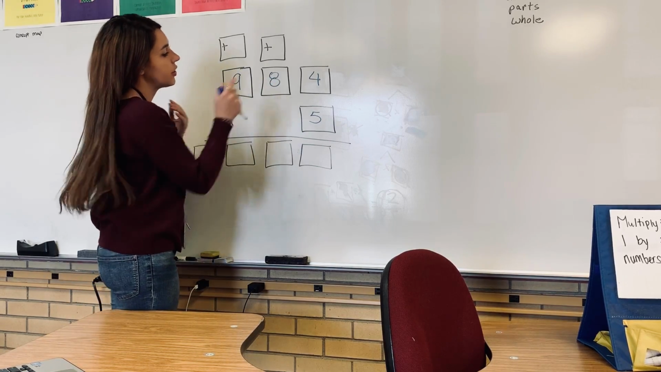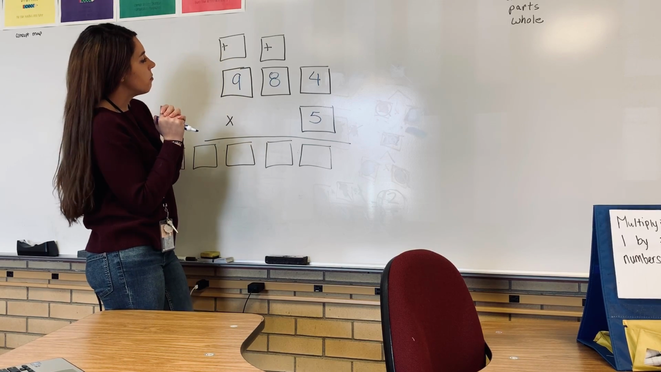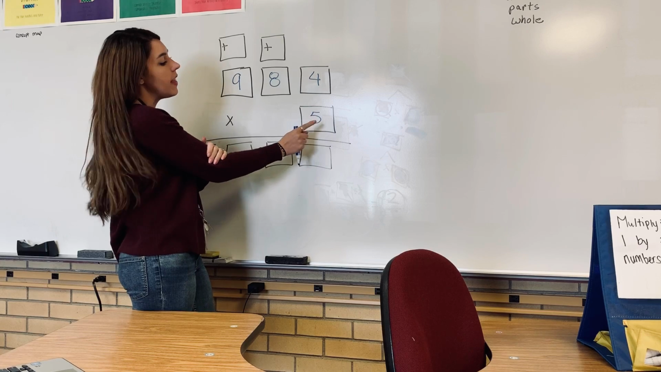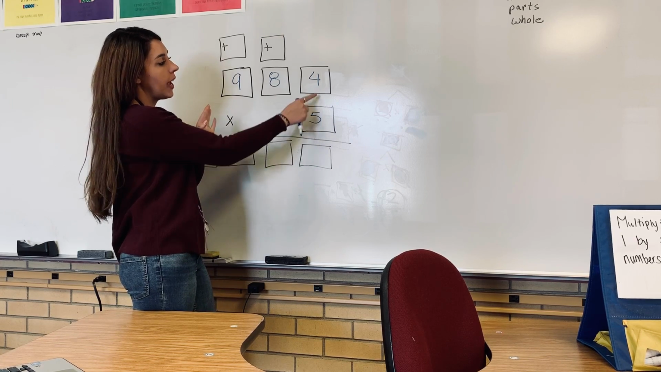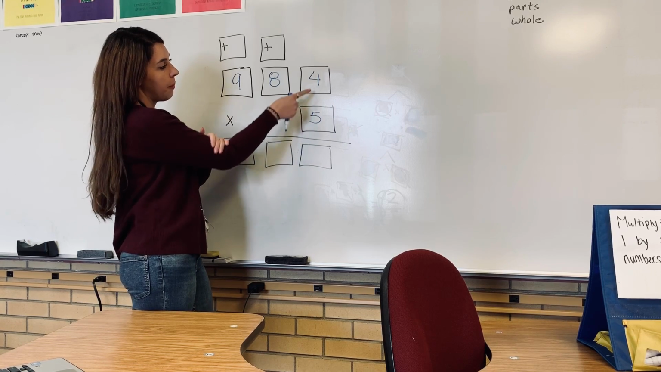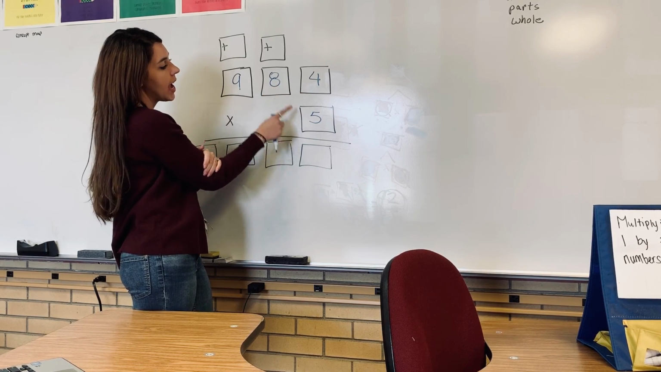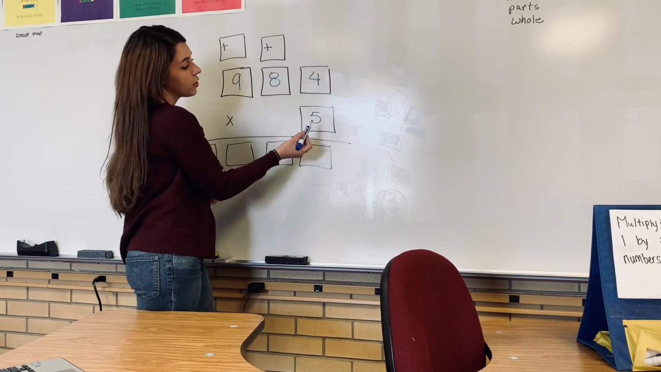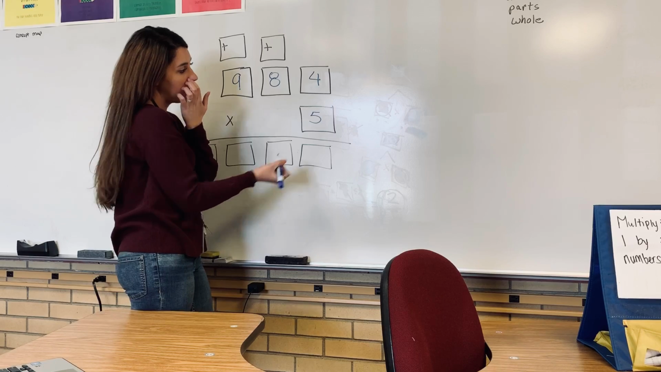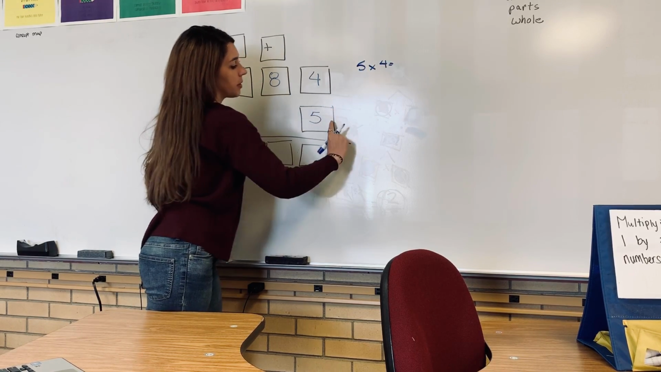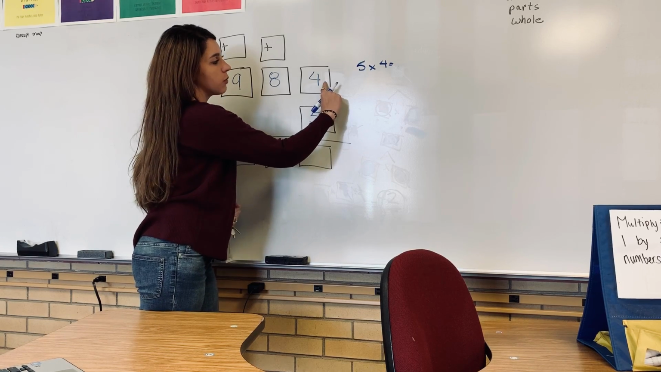So this is 984. We always start at this bottom number, and this number has to multiply every single number here. So you take this number and multiply it by 4, you'll take it and multiply it by 8, take it and multiply it by 9. So I'm gonna start in this column. So I do 5 times 4. So I'll write what I'm doing right here so you can see it. 5 times 4, because I'm taking this 5 and multiplying it by this 4.